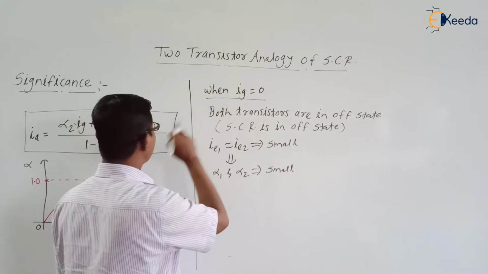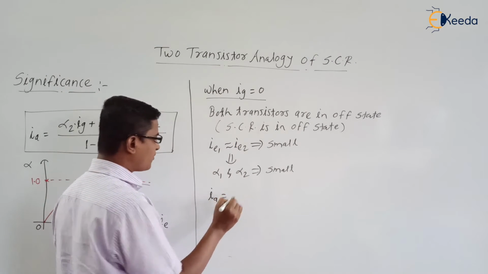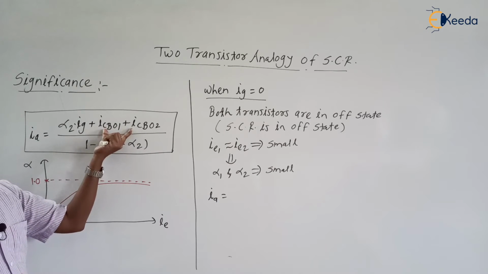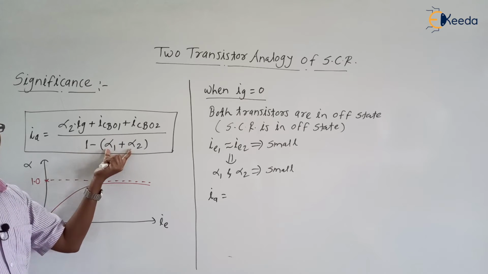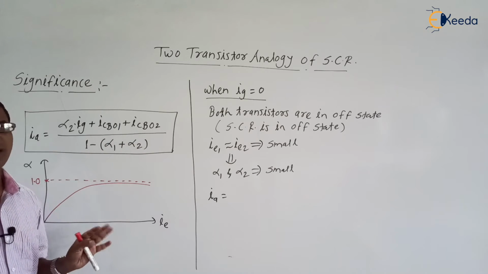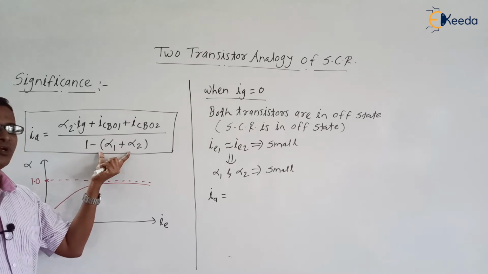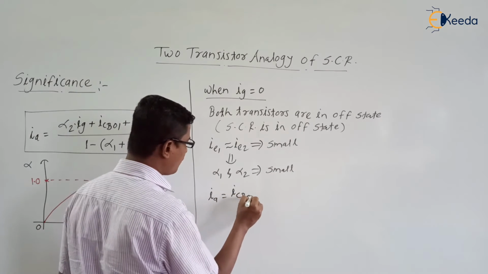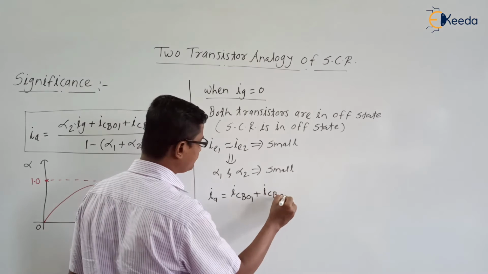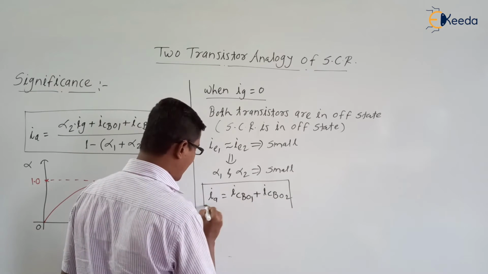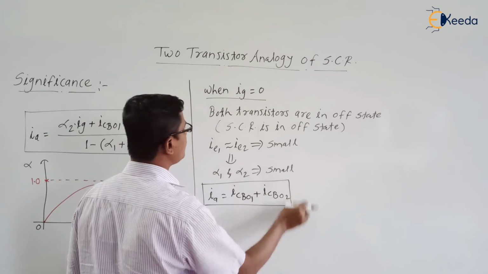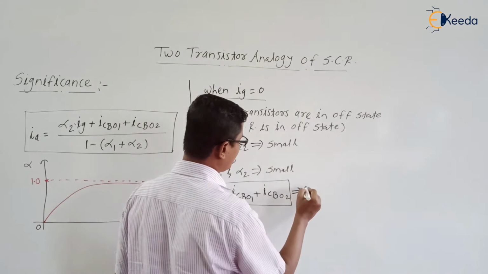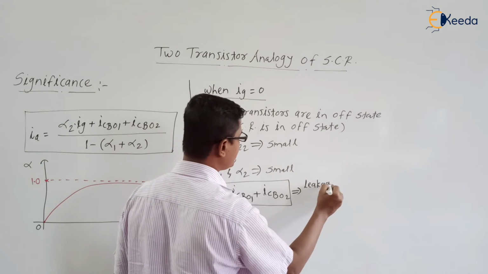So if Ig is 0, can we write IA equal to what? Ig being 0 means alpha 2 into 0, so this term becomes 0. ICBO1 plus ICBO2, upon 1 minus (alpha 1 plus alpha 2). But alpha 1 and alpha 2 are very small, so this term 1 minus (alpha 1 plus alpha 2) is nearly equal to 1. So we can write IA is equal to only ICBO1 plus ICBO2. This is valid only when the gate current is 0 and the SCR is in the off state. This current is nothing but the leakage current.